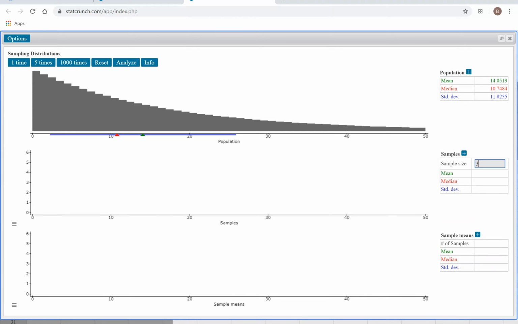Okay, so my sample sizes will be 3. What they're going to do is take, well, let me just hit run. Let me just do this one time and show you what happens. From the population, they take a sample of 3 things and find the mean. Let's do that more.